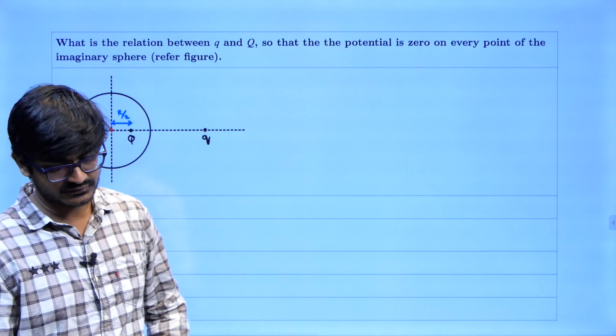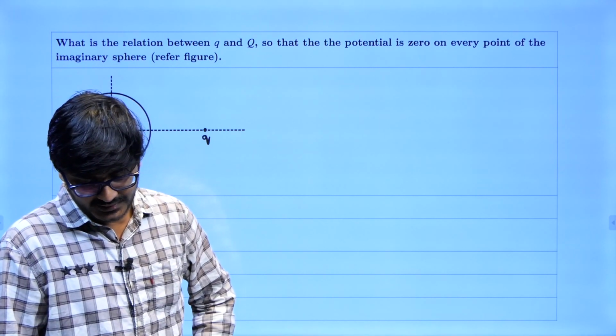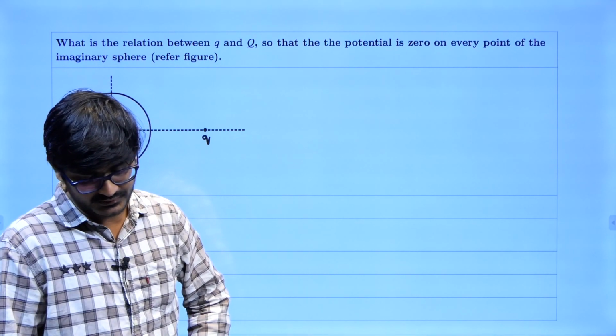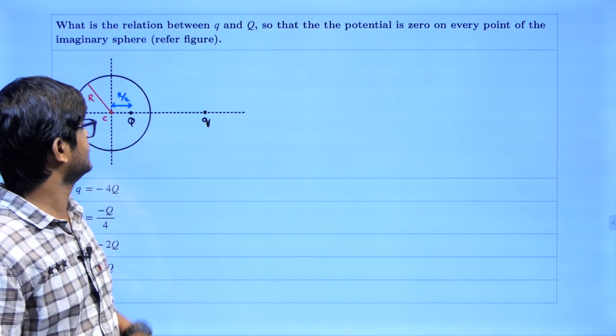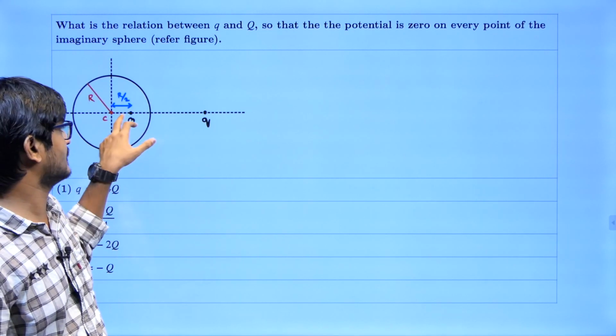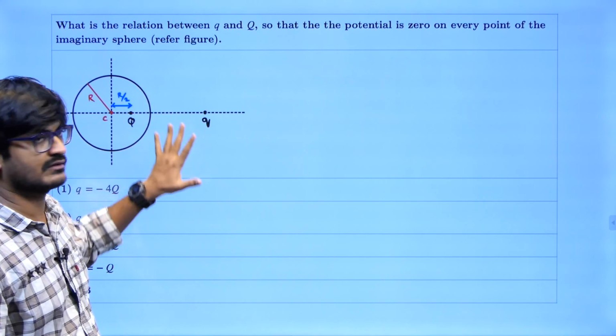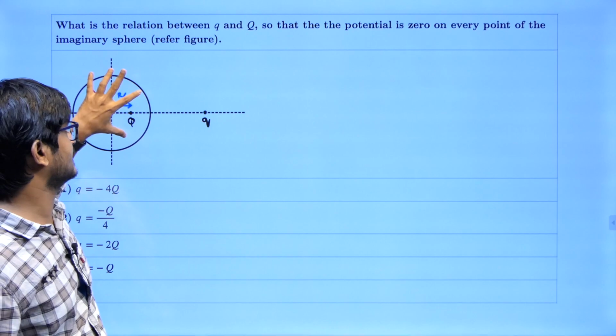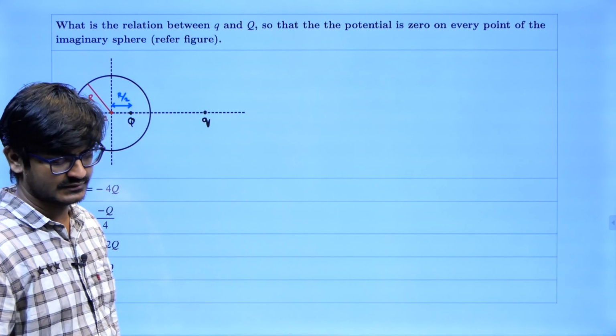So the next question goes like, what is the relation between small q and capital Q so that the potential is 0 at every point on the imaginary sphere? Now they said it is a sphere, but you can see it is 2 dimensional. The meaning is whatever charges are there, they are on this plane, but this circle you can imagine, if you rotate it, you will get a sphere.